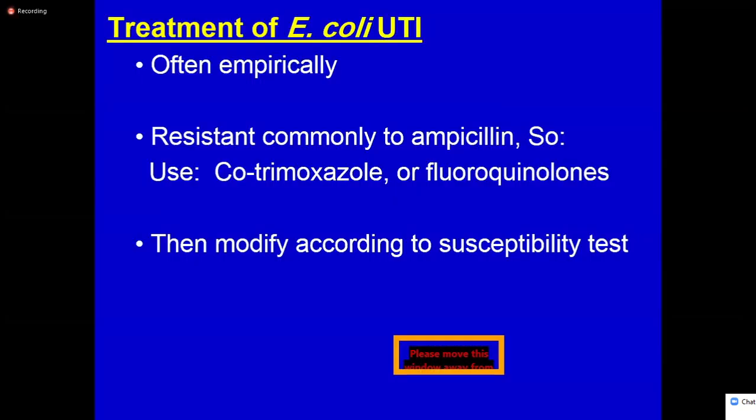Treatment usually empirically, according to what we know. The microorganism E. coli in general is resistant to ampicillin. So you can use other antibiotics to start with until the culture is available, like cotrimoxazole or fluoroquinolones, and you know these antibiotics. And then modify according to the culture and sensitivity.